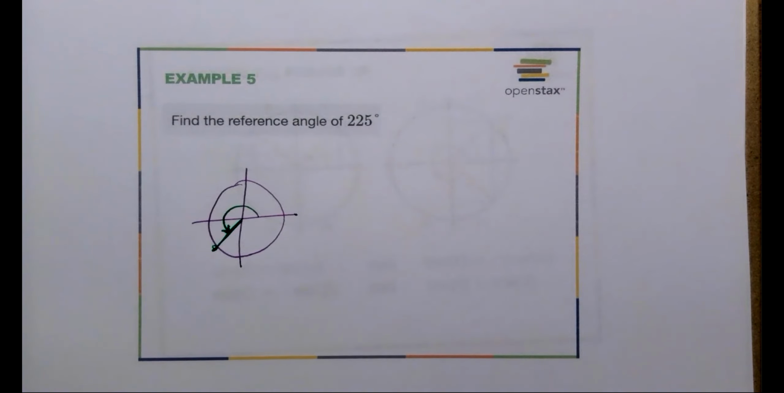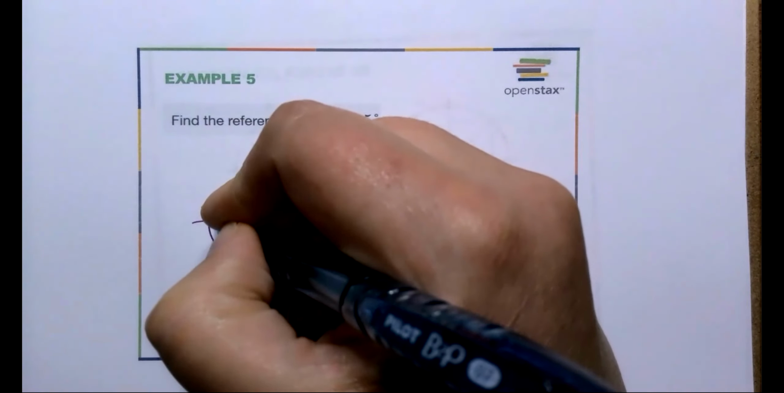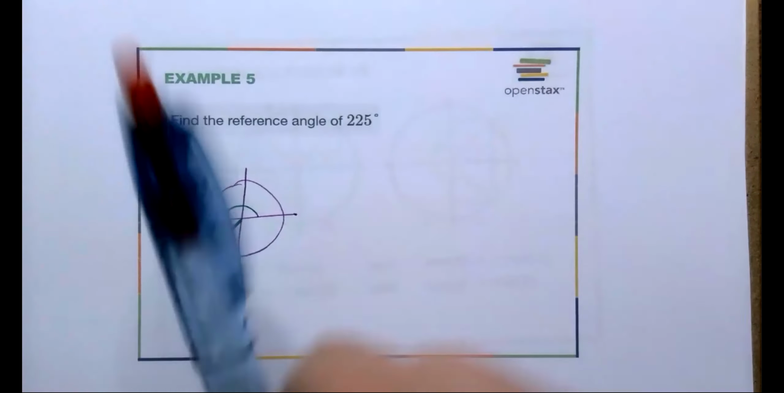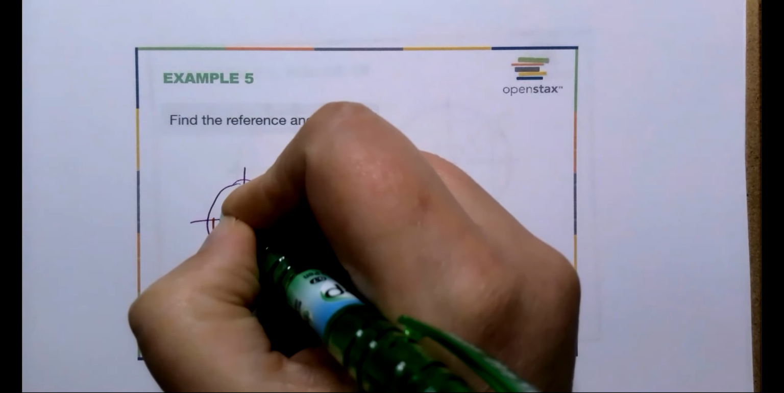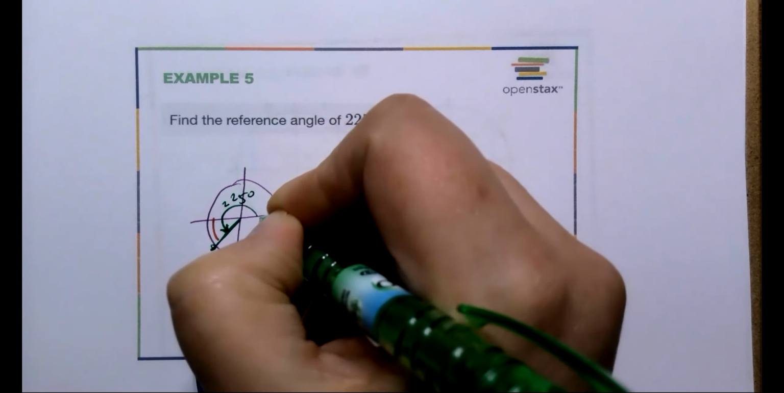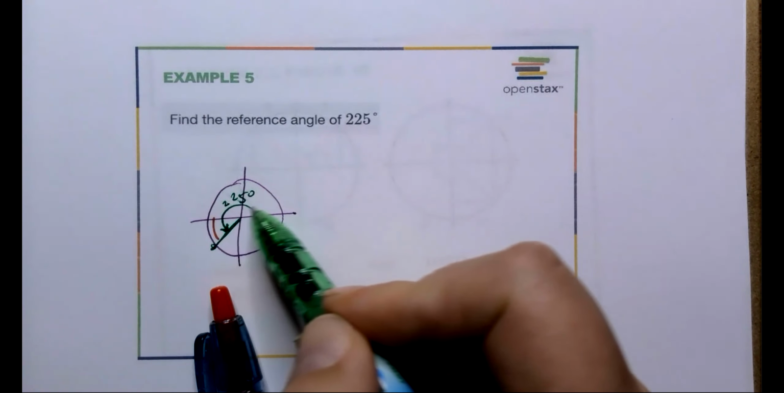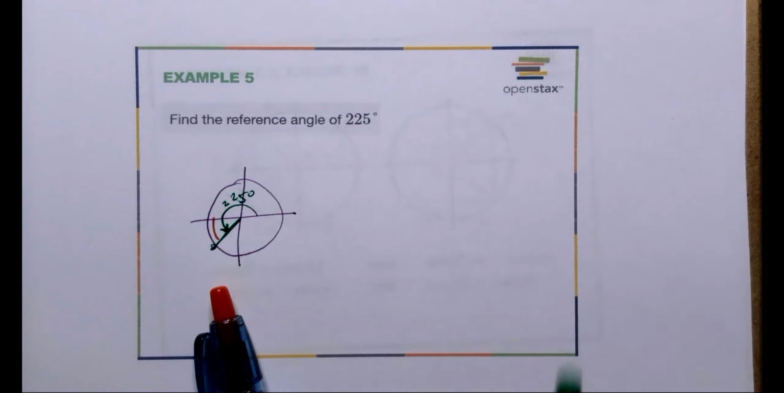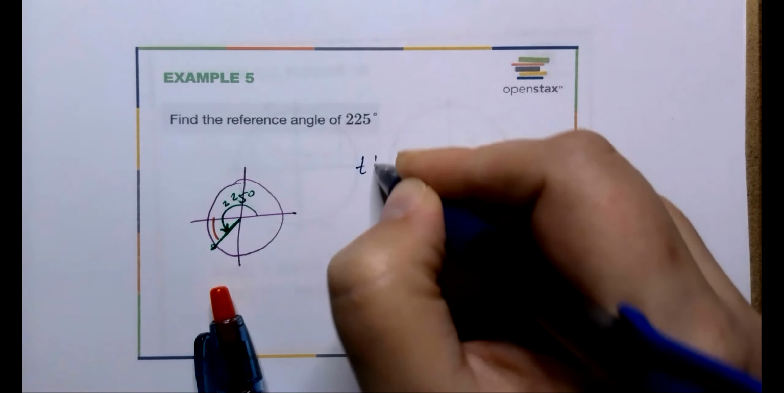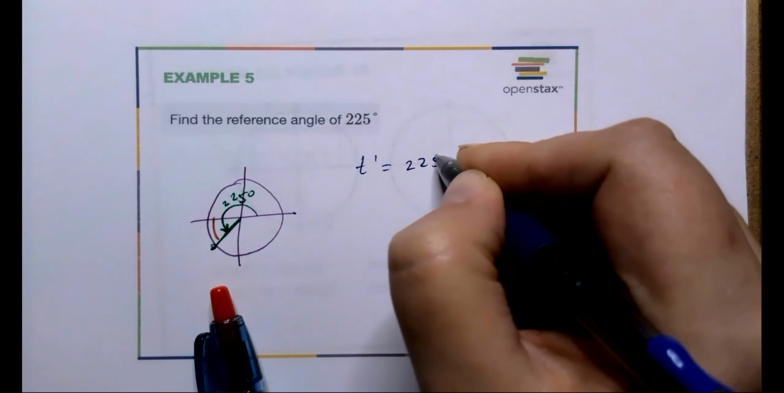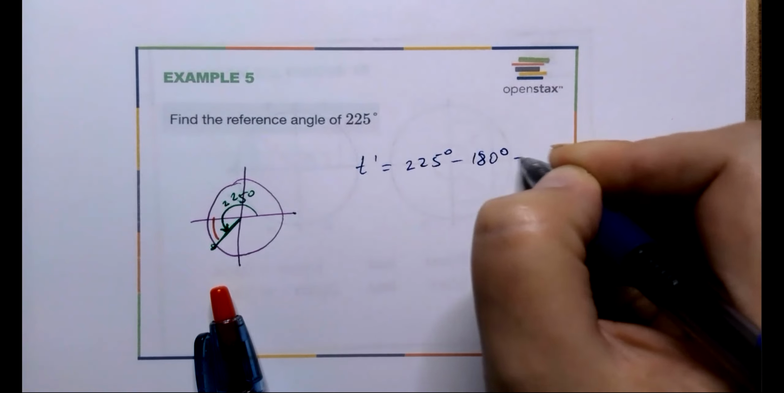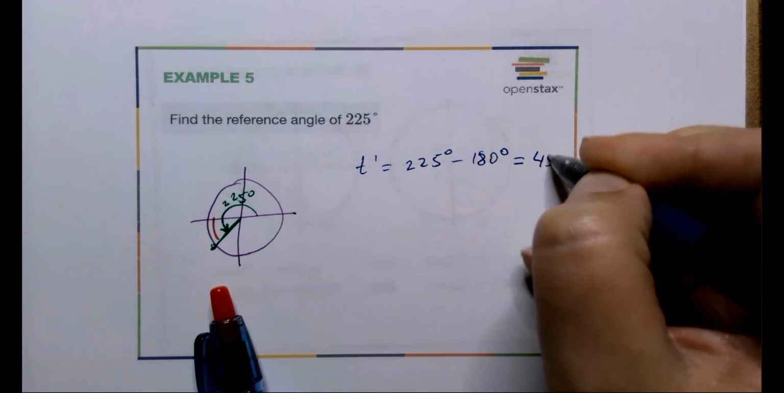So my reference angle is going to be this angle right here. How do I figure it out? Well, we take this whole angle, that's 225, and subtract this portion out, so we take out the 180. So T prime is 225 minus 180, and that gives me 45 degrees.